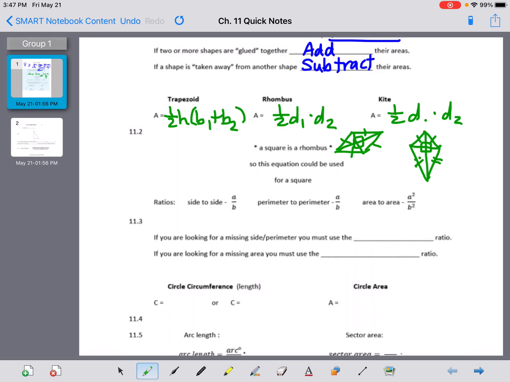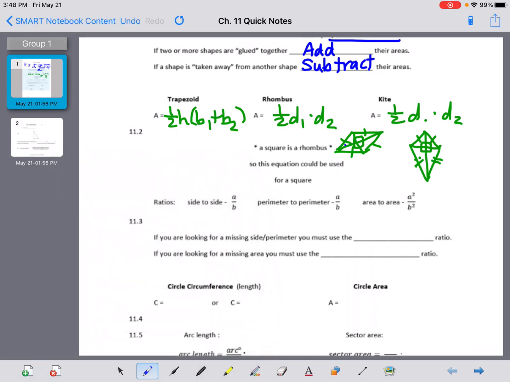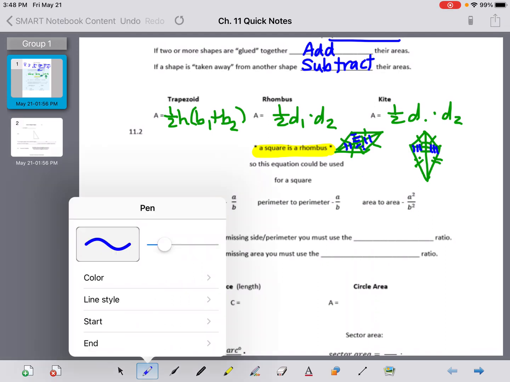Also remember that in a rhombus the diagonals bisect each other, so these two are equal parts, and then these are equal parts going this way. And on a kite, only one pair of diagonals are bisected, okay? And it's a special note because it sometimes comes in really helpful. A square is a rhombus, so you can use that equation, 1/2 diagonal 1 times diagonal 2 for a square as well, okay? So just kind of a side note, and it really can help you on something.